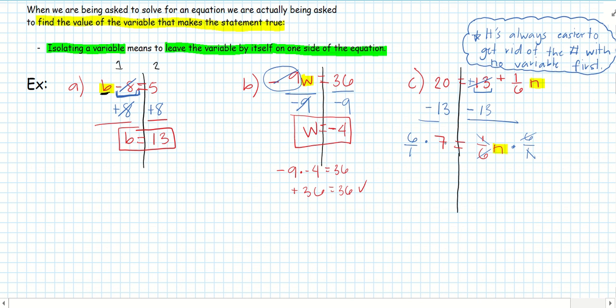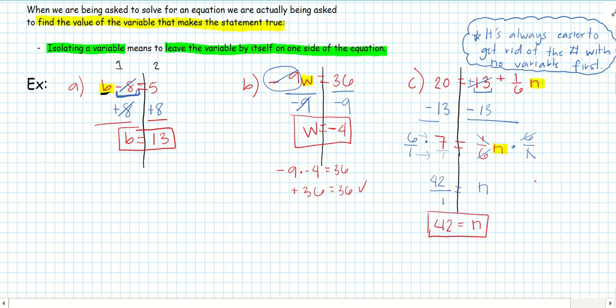Okay. Now this 7, I'm going to go ahead and include a 1 on the bottom. Remember that fractions multiply across. So 6 times 7 is 42. And then 1 times 1 is 1. So 42 over 1 equals n. So that means that 42 equals n. And that will be my solution. Okay?